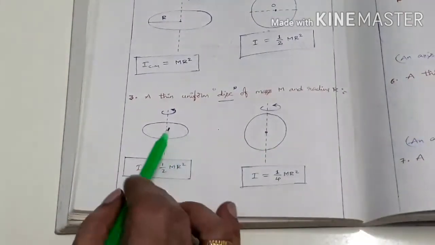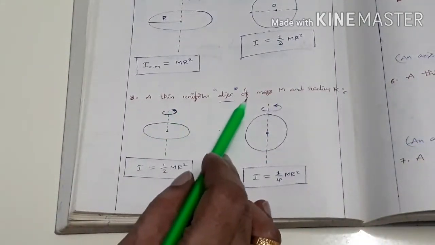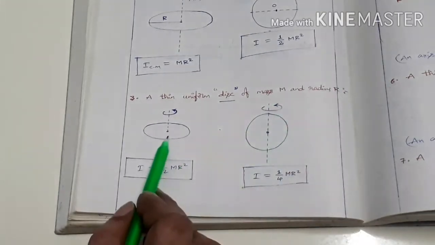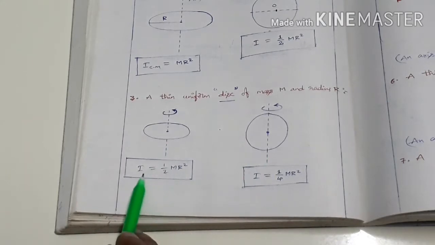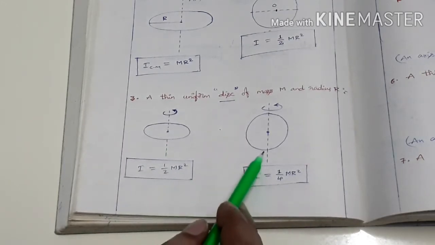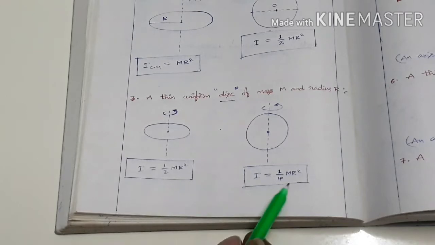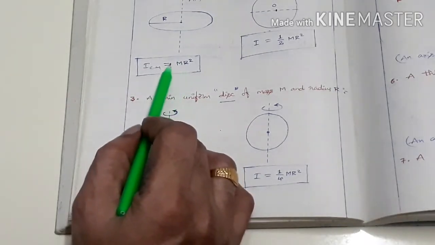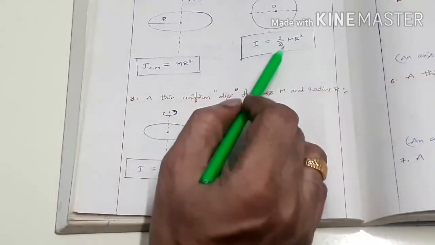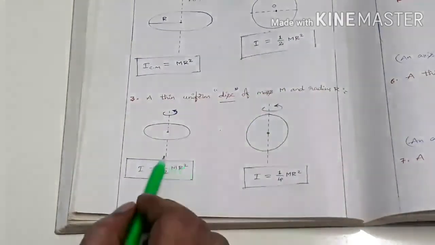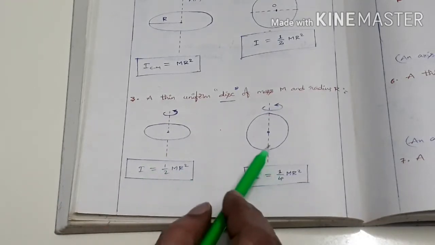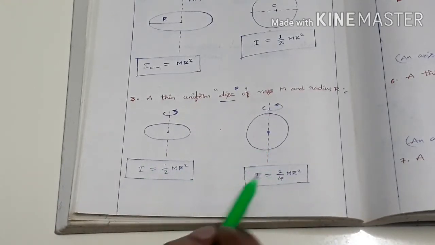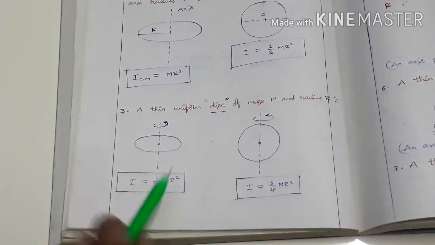Okay. So next one, a thin uniform disc of mass m and radius r. Again two axes. This is the geometrical axis, this is the diametrical axis. About the geometrical axis, how much? I equal half mr square. About this one, half of this one, that is 1/4 of mr square. See here also, for the ring, for the geometrical axis it is mr square, for the diametrical axis it is half of mr square. And for the disc, for the geometrical axis it is half mr square, for the diametrical axis it is 1/4 of mr square.